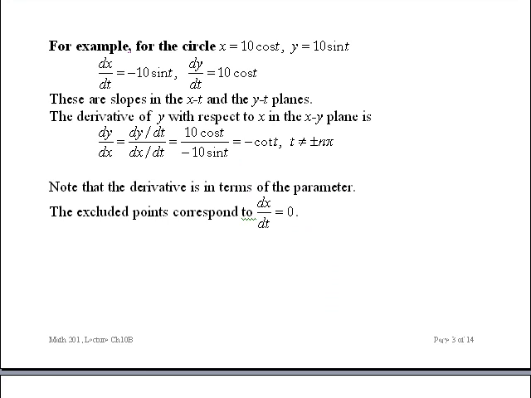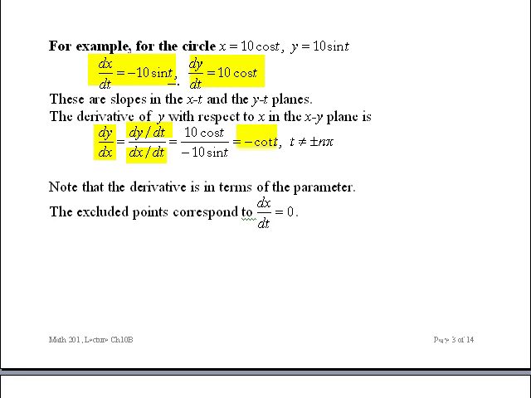So here's an example. We have a circle. X equals 10 times the cosine of t, y equals 10 times the sine of t. We want the slope along the circle. So the expression is dy by dt divided by dx by dt. dy by dt, of course, is 10 times the cosine of t, and dx by dt is minus 10 times the sine of t.